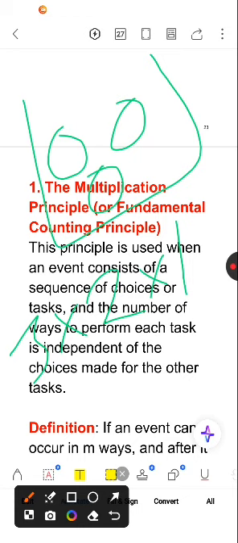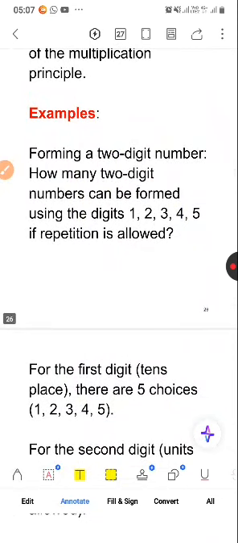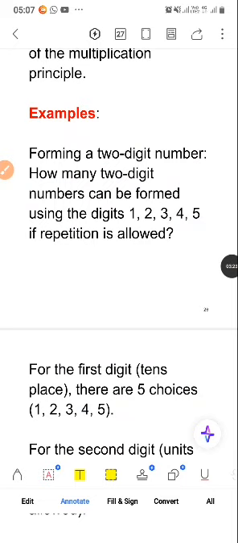So this is a dependent event. Let's consider another event that is independent. Let's look at this example. We want to form 2-digit numbers. How many 2-digit numbers can be formed using the digits 1, 2, 3, 4, 5 if repetition is allowed? Let's consider this question very well. In our previous videos, we spoke about permutation where repetition was not allowed, but here repetition is allowed. So is the process going to change? Of course, it's going to change. Let's look at how it's going to be.